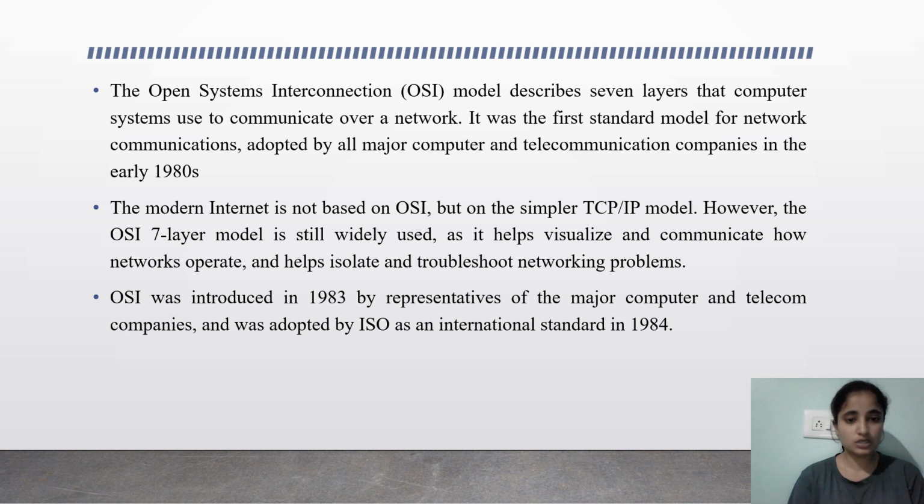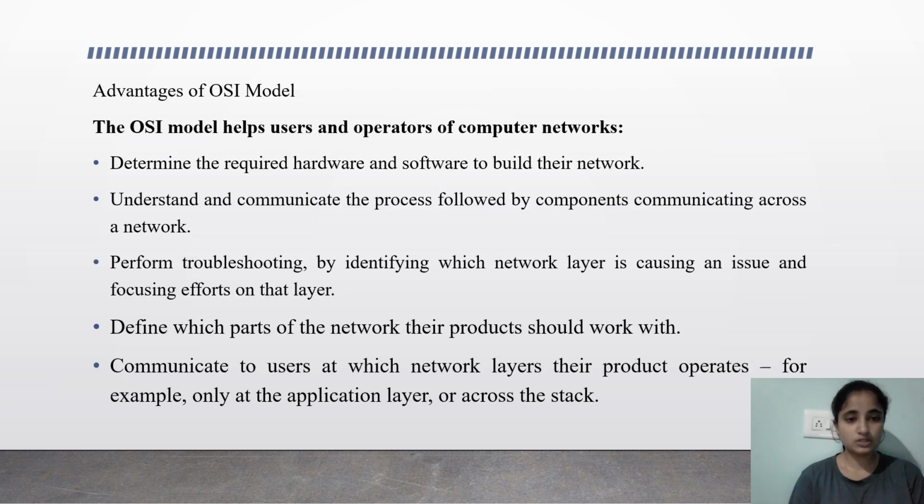OSI was introduced in 1983 by representatives of the major computer and telecom companies and was adopted by ISO as an international standard in 1984. The advantages of the OSI model include: determine the required hardware and software to build their network, understand and communicate the process followed by the components communicating across the network, perform troubleshooting by identifying which network layer is causing an issue and focusing efforts on that layer.